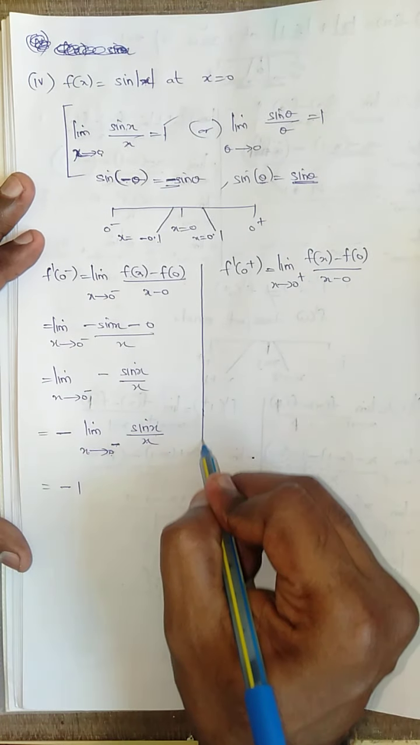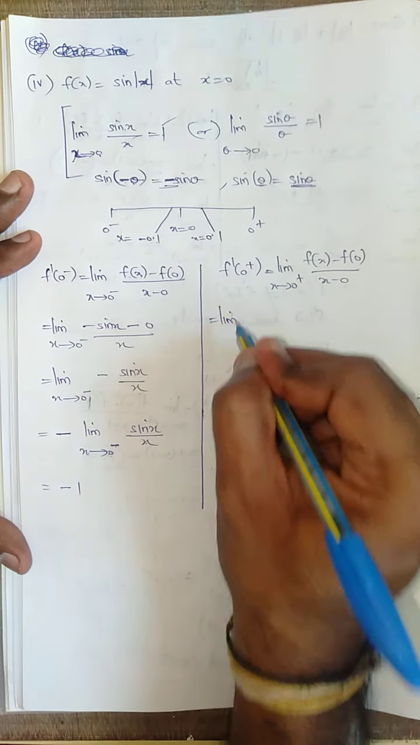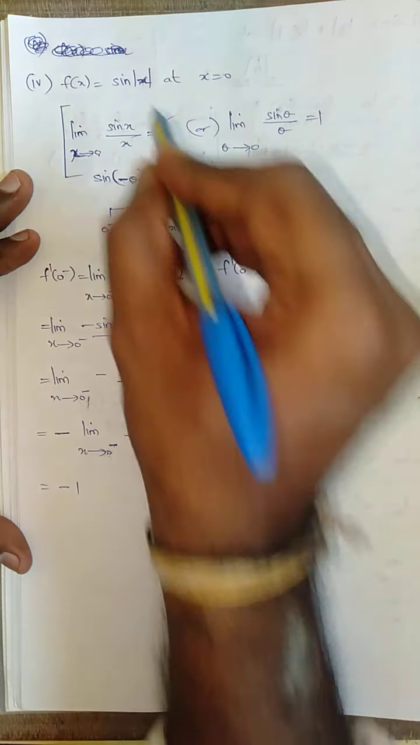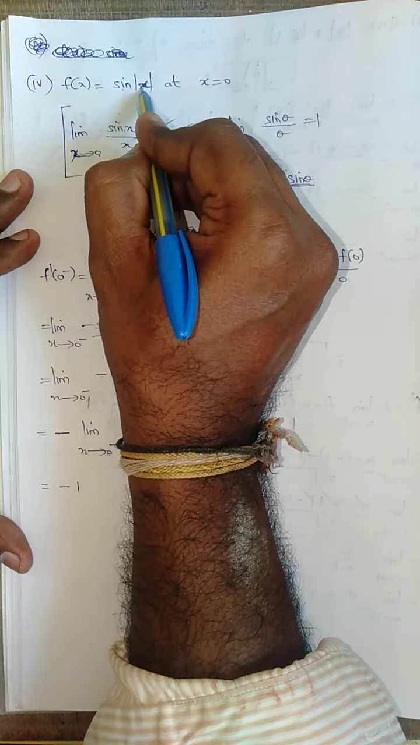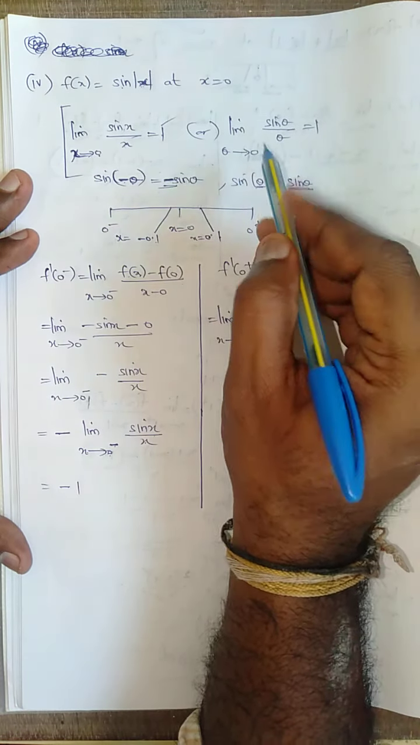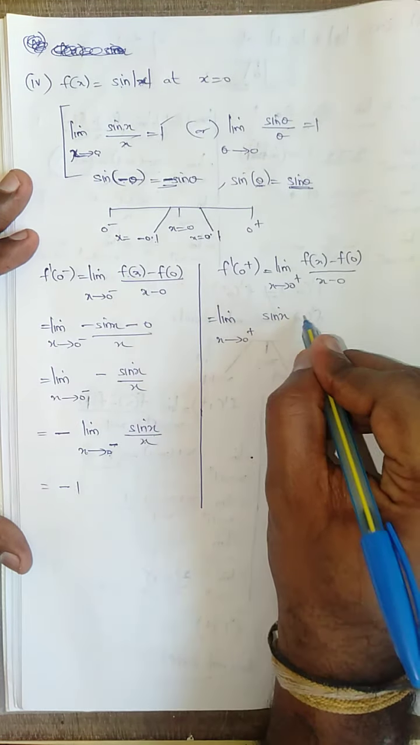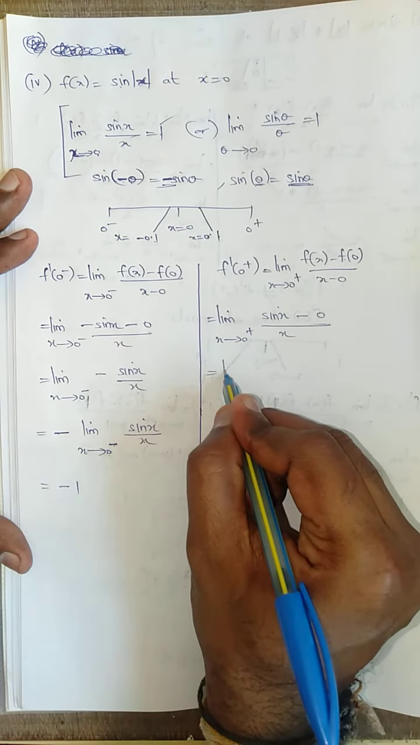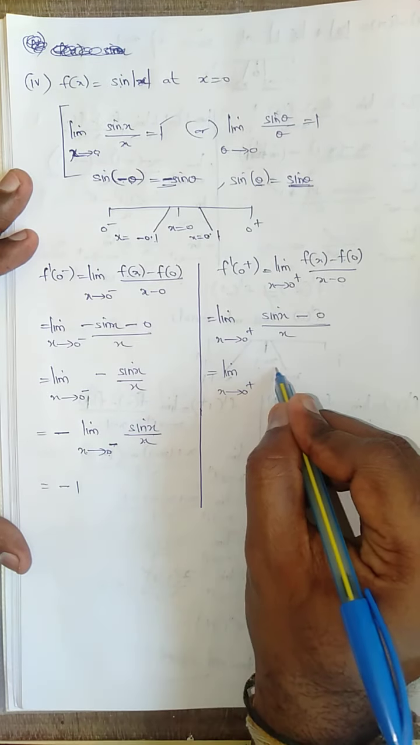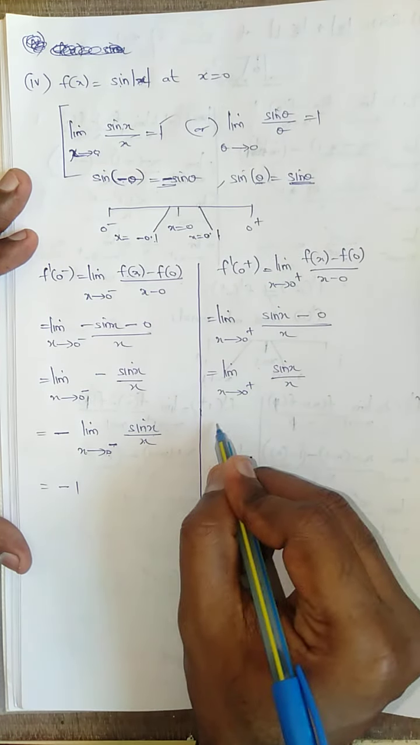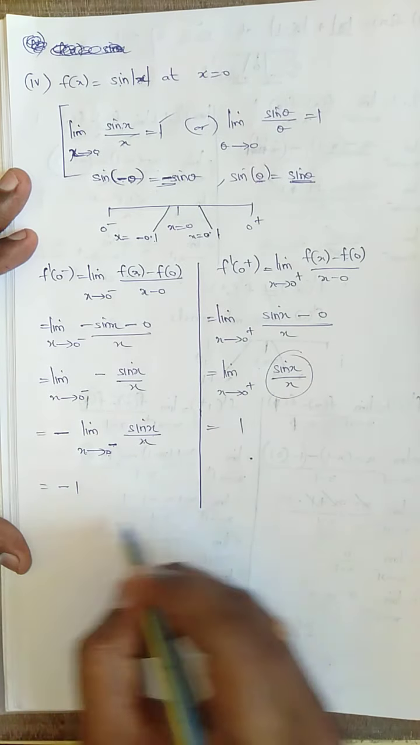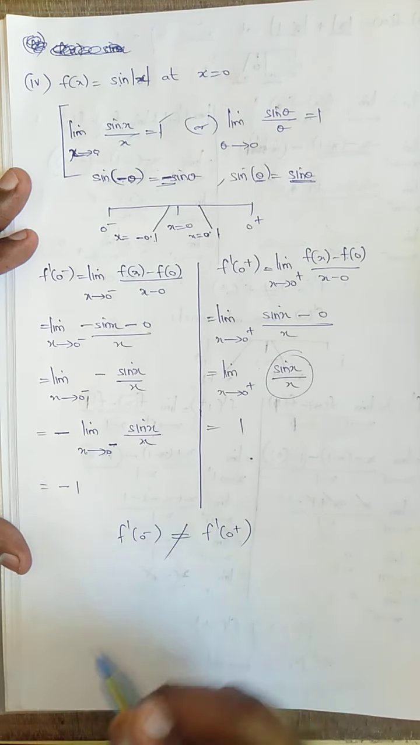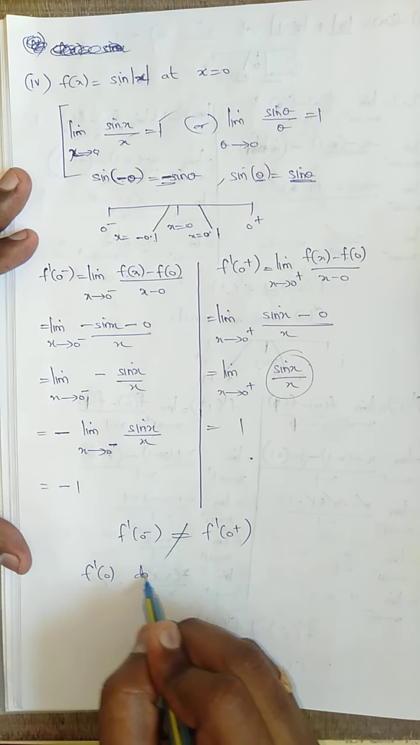Same I will do for the right hand also. Limit x tends to 0 plus, apply 0.1. Sin of 0.1, a positive value, gives positive only. So write sin x as it is, sin x minus f of 0, sin 0 is 0, divided by x minus 0 is x. So limit x tends to 0 plus, sin x by x. You know sin x by x is nothing but 1. So f dash of 0 minus is not equal to f dash of 0 plus. Therefore f dash of 0 does not exist.